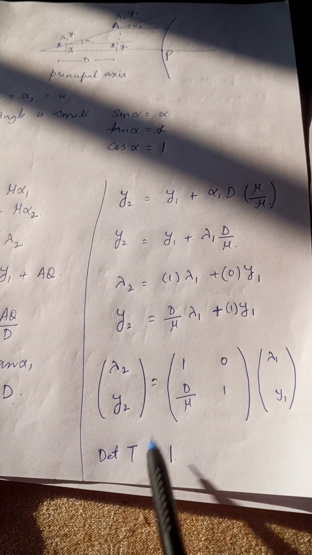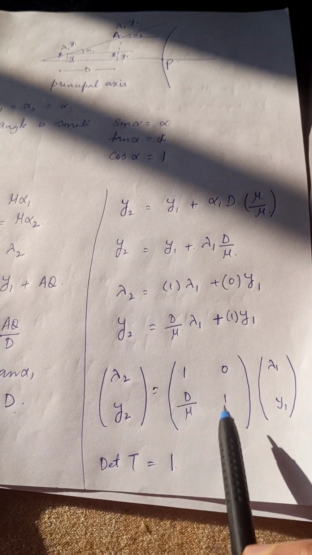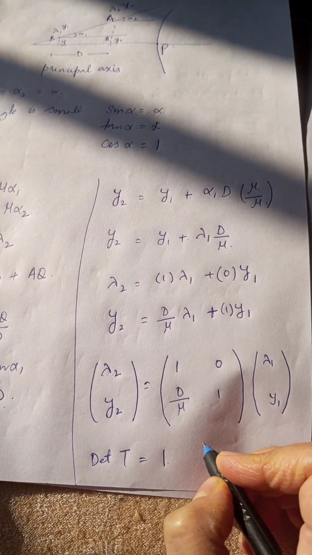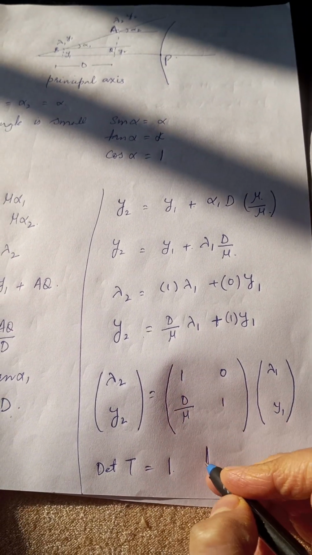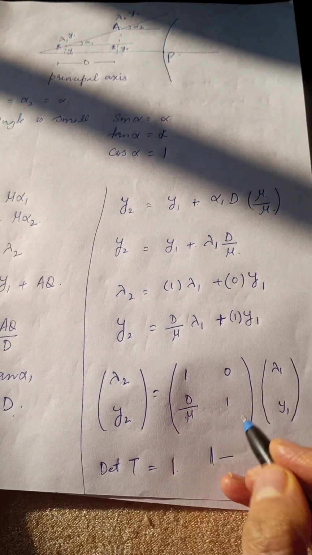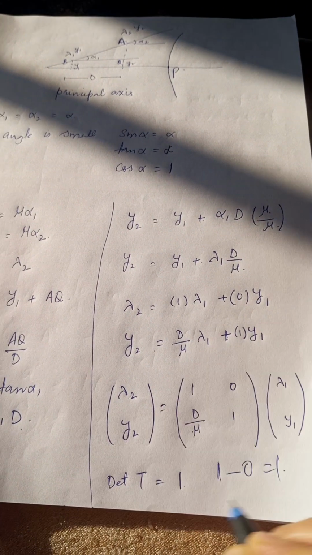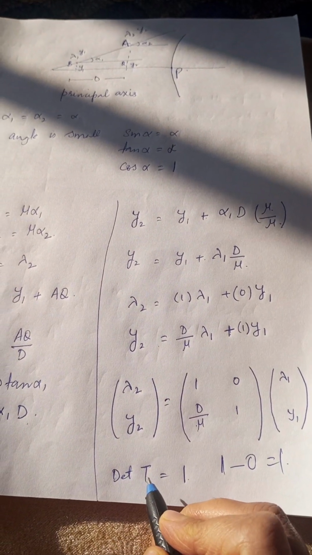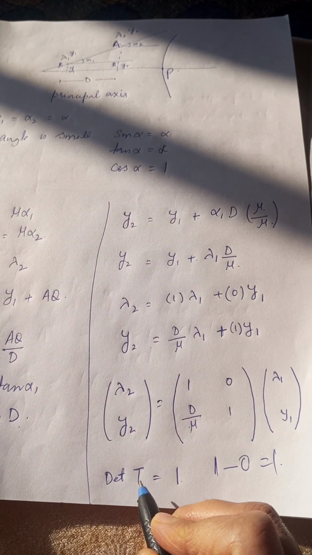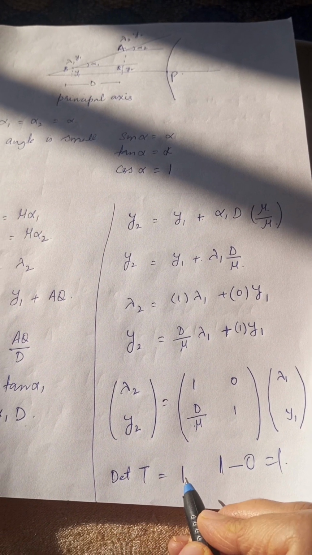And what is the determinant of this matrix? 1 into 1 is 1. You understand determinant? So 1 into 1 is 1, minus 0 into something, this is 0. So this is 1. The determinant of this matrix, I call it T, the translational matrix. So the determinant of the translational matrix is how much?